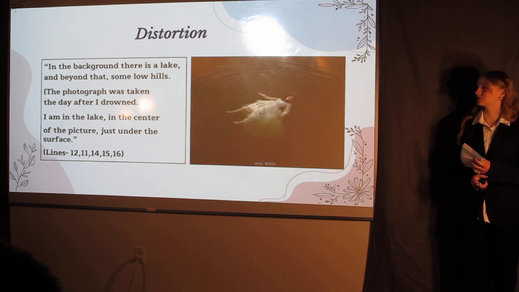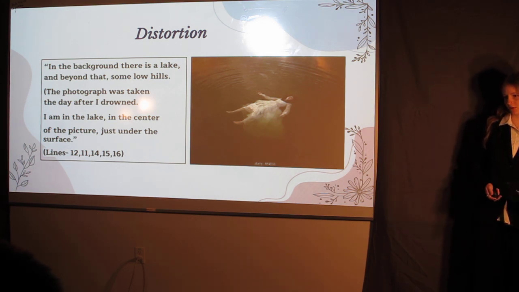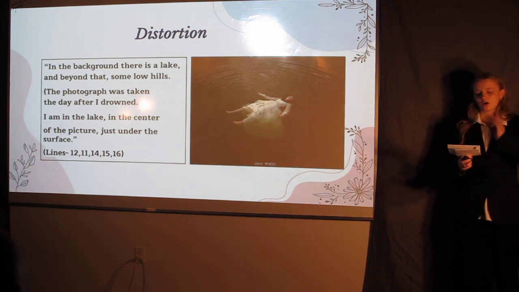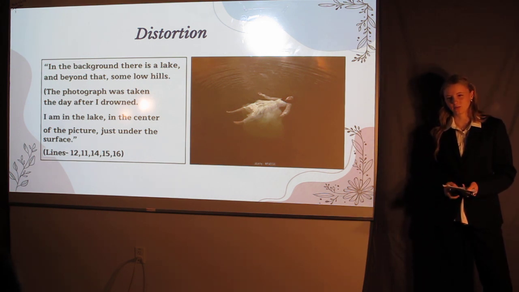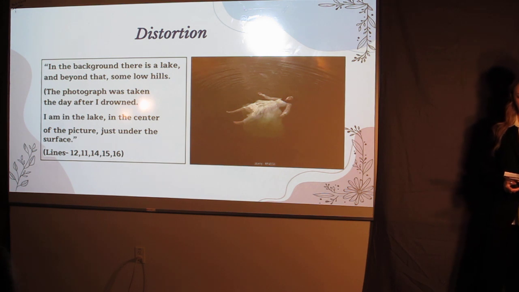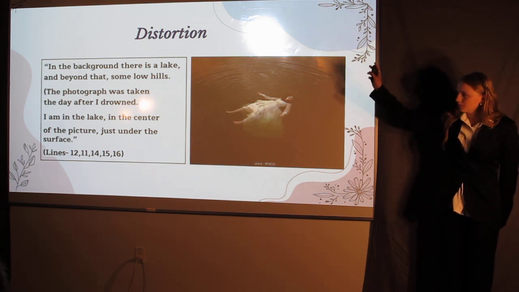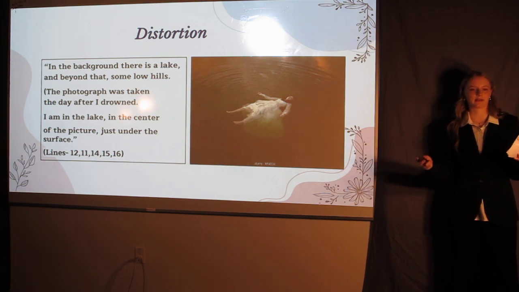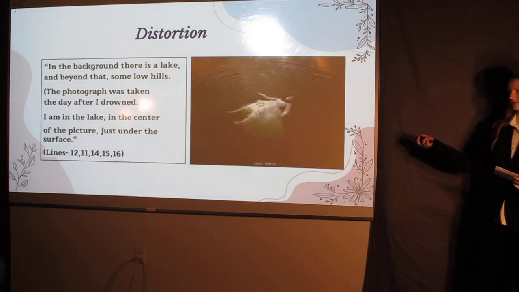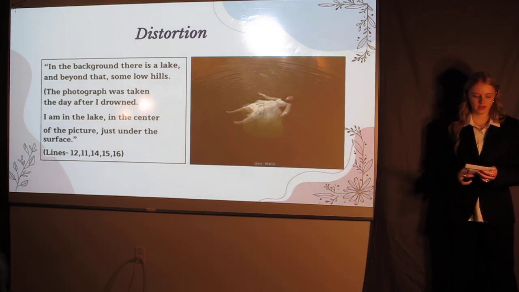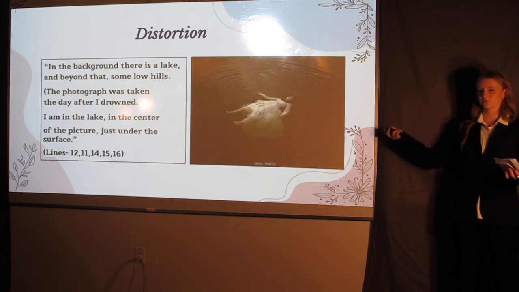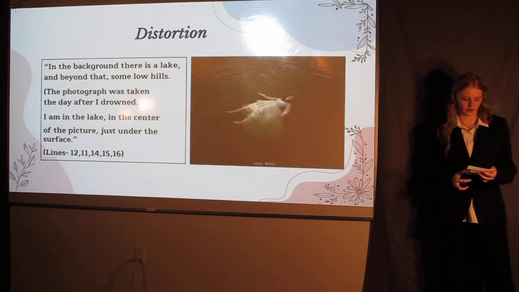This brings me to distortion. And this is a huge part of this poem in a very postmodern structure. So it's when an author twists an idea or thing within their narrative. And so, once again, we're being brought through this thing in some low hills, and then there's this really dramatic line break of the photograph was taken the day after I drowned. And so suddenly, all the focus is on the sudden introduction of a floating dead woman in the middle of this photograph.